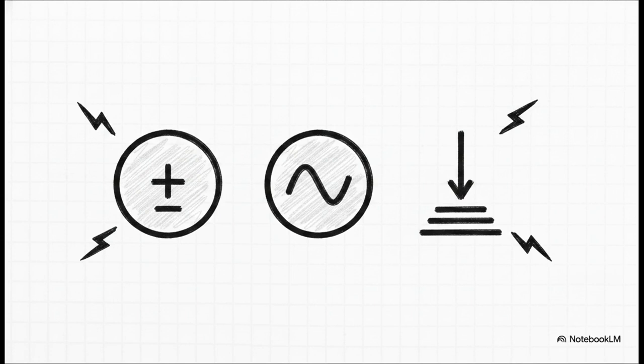Rather than singular physical objects you can hold in your hand, they're represented by pure, clean geometry. The DC supply, providing that steady, direct current from a battery, is a simple, bold circle containing a plus and minus. The AC supply, the alternating current coming out of your wall outlet, is a circle with a sine wave inside it, visually showing how the power literally oscillates back and forth. And Earth, or ground? It's a vertical line dropping down into a series of horizontally decreasing lines, the perfect visual of electrical energy safely dissipating down into the Earth. It is pure, clean geometry representing invisible system forces.